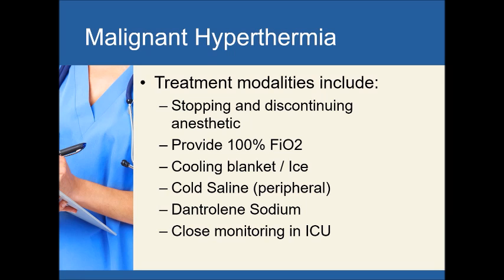Okay, dantrolene sodium is the drug of choice for malignant hyperthermia. It is a muscle relaxant, and what it does is it relaxes a lot of the stiffened muscles, so that it also controls the ongoing temperature climbing. Patients might also need to be admitted to the intensive care unit for monitoring, because they need close observation, especially after having malignant hyperthermia, because the patient can become quite unstable very quickly.